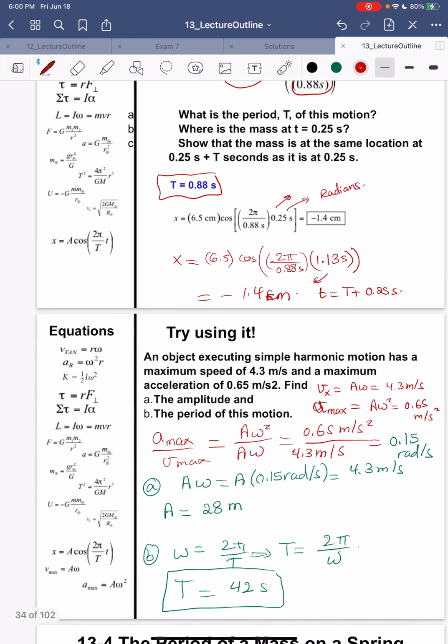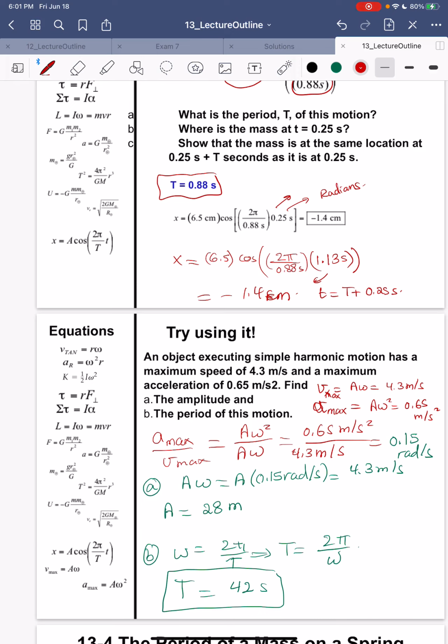Here we are given information. An object executing simple harmonic motion has a maximum speed of 4.3 meters per second and a maximum acceleration of 0.65 meters per second squared. Find the amplitude and the period of the motion. We know that v maximum is A omega, equals 4.3. A maximum, here this is maximum also, is A omega squared, 0.65 meters per second squared.